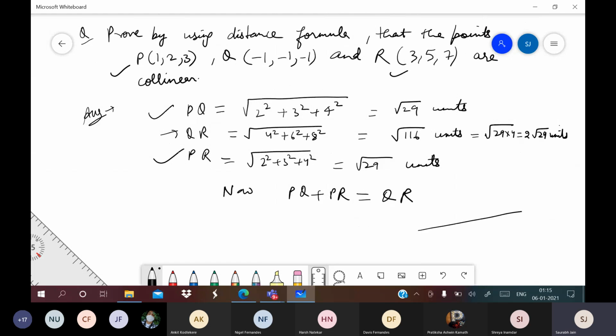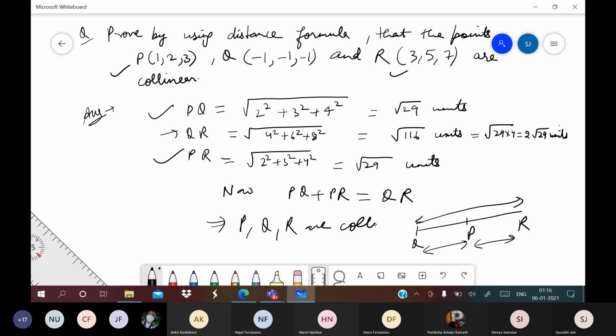How are the points situated? The situation may be something like this. Q point will be here, P point will be here, R point will be here. When you add QP and PR, you get QR. Got it? So this is the condition. Whenever the sum of distances between two pairs is equal to the distance between the third pair, we say that the points are collinear. This implies P, Q, R are collinear. I hope this is clear.